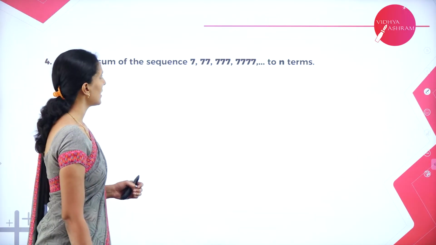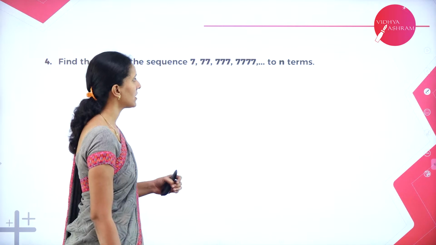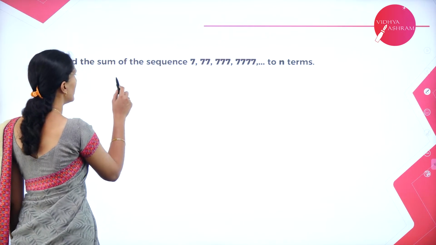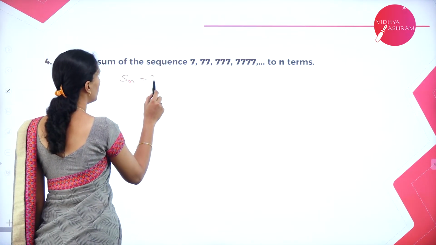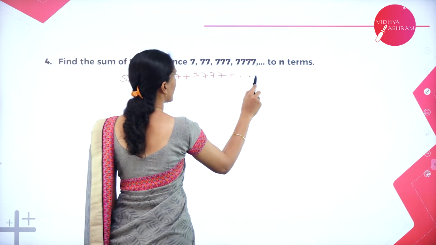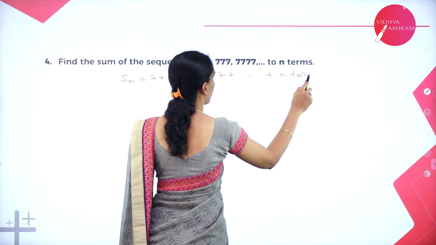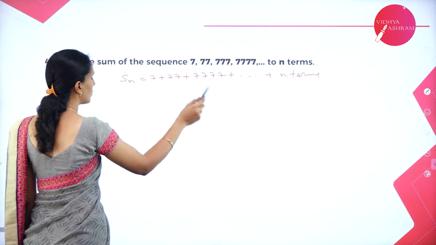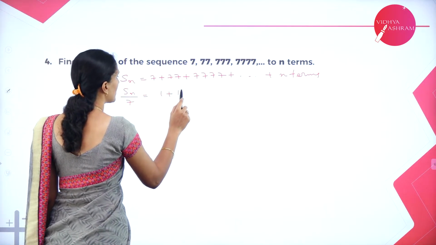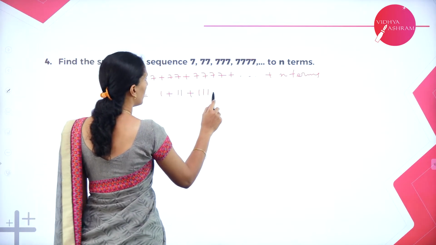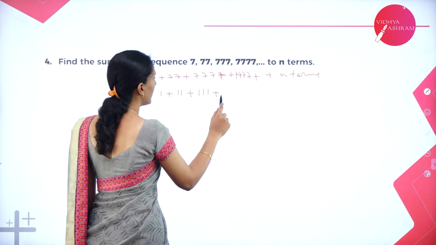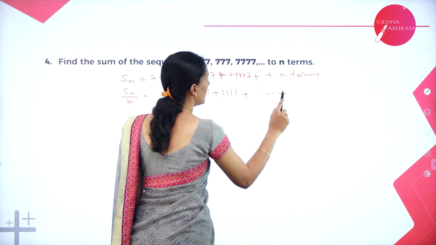Find the sum of the sequence 7, 77, 777, 7777 up to n terms. Let me take the sum of this. I'll take this as Sn is equal to 7 plus 77 plus 777 plus 7777 plus etc. up to n terms. Let me divide this throughout by 7. So Sn divided by 7, here it becomes 1 plus 11 plus 111 plus 1111 plus etc. n terms.